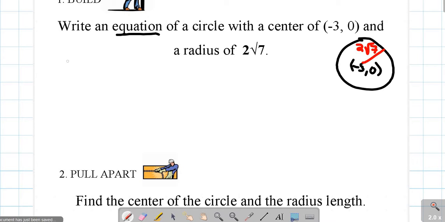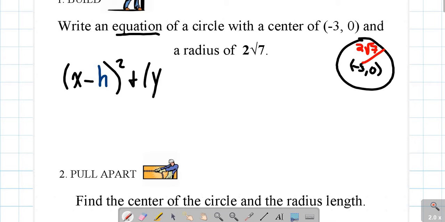First things first, you simply write the equation. (x - h) squared plus (y - k) squared equals radius squared. So now we have our equation. Now we're going to plug stuff in and clean it up.